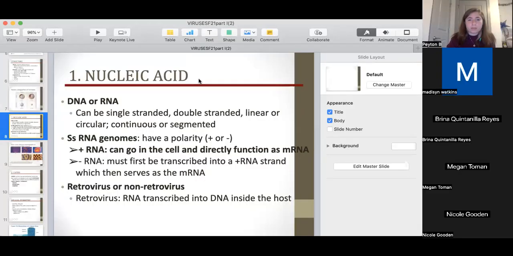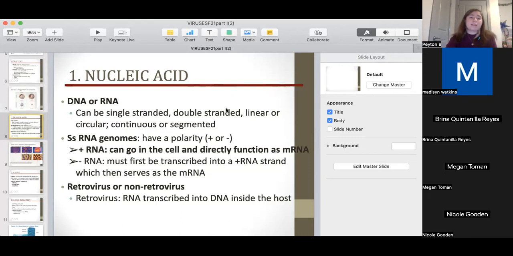Viruses open. Yeah. So single-stranded RNA genomes have a polarity, positive or negative sense. Their nucleic acid can be single-stranded, double-stranded, linear or circular, continuous or segmented. So, what is a good example of a virus that has a segmented genome, which is why it can mutate rapidly? Yes, influenza.